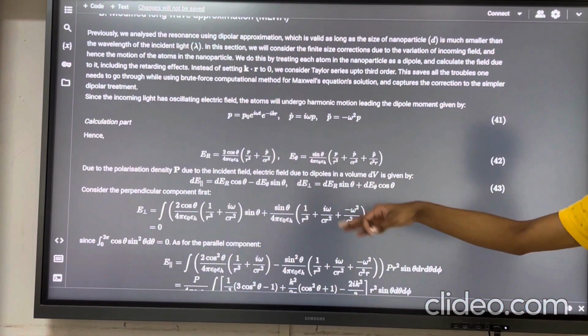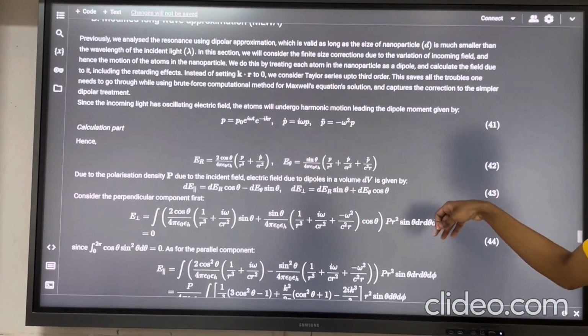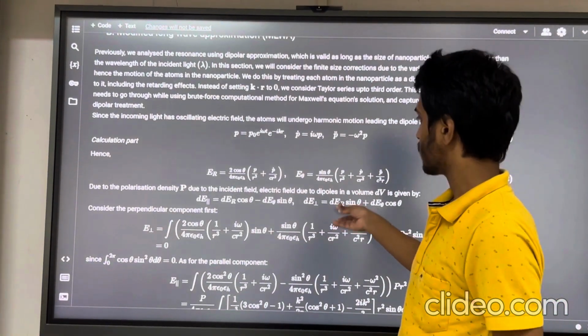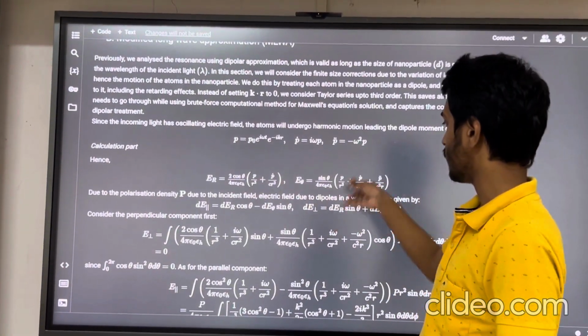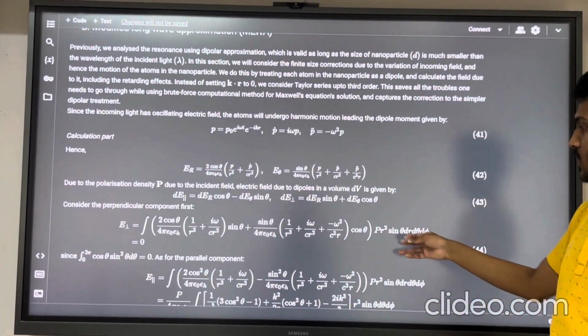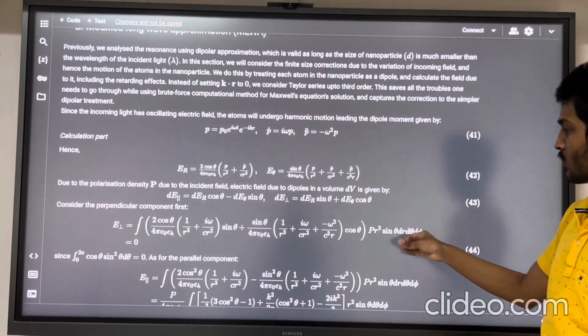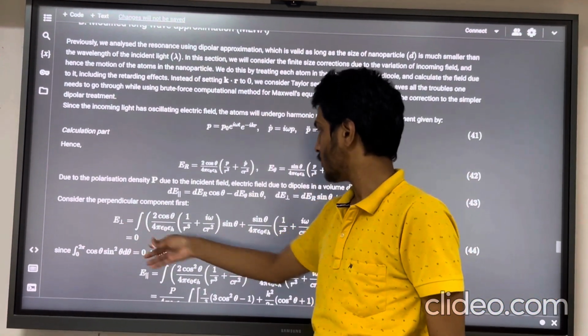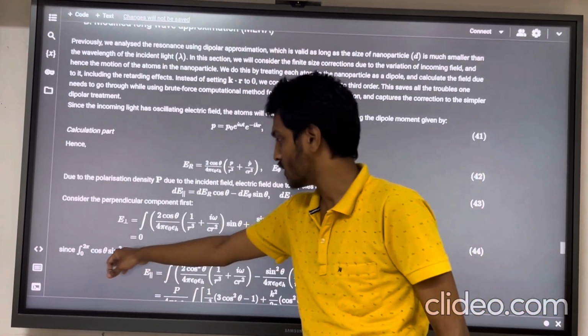So we'll now integrate the perpendicular component over the whole volume, just substituting E_r and E_theta. So this is the expression for dE, and integrating over volume, we'll get r squared sine theta dr d theta d phi. So this will be 0 because sine squared theta cos theta integrates to 0.